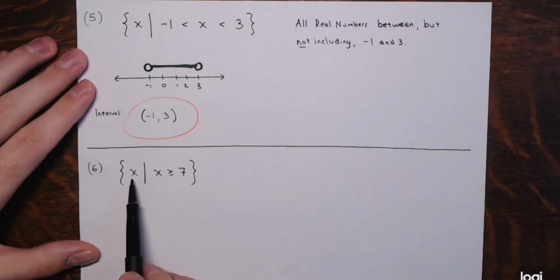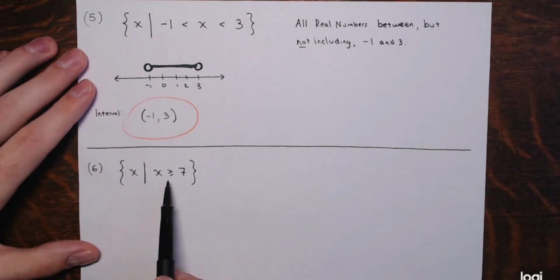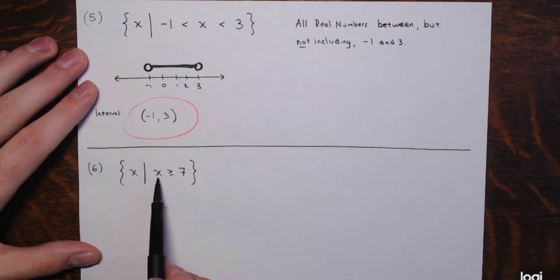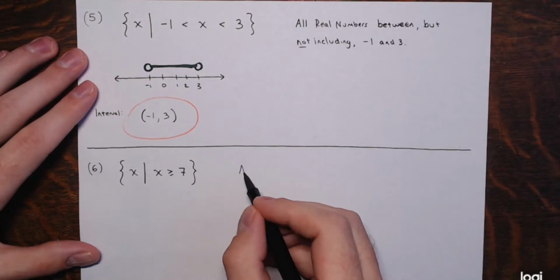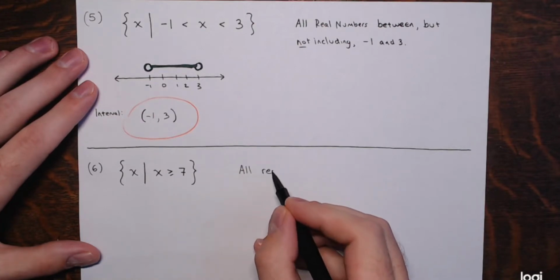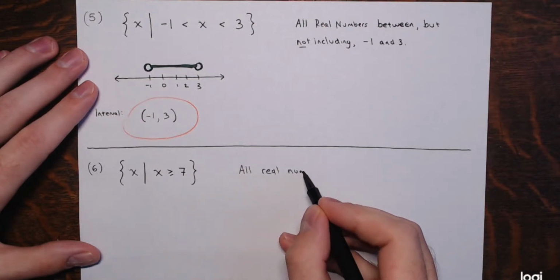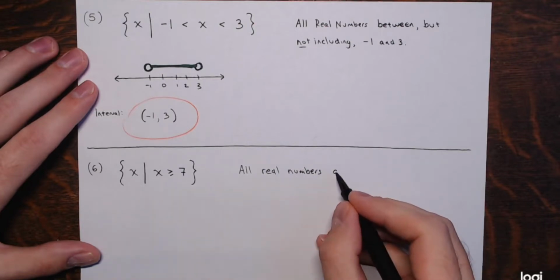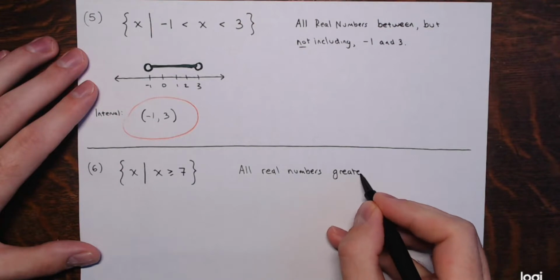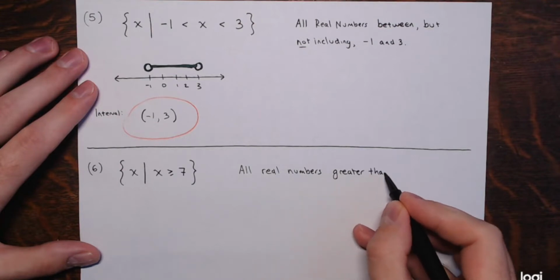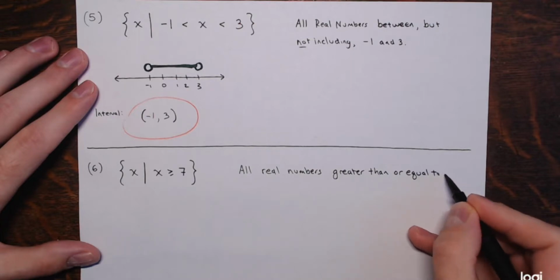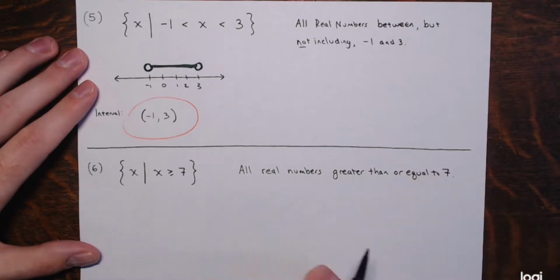All right, so here's, again, set builder notation. All values of x that are greater than or equal to 7. This is all real numbers. I'll describe it in words: all real numbers that are greater than or equal to 7. Describing it in words.